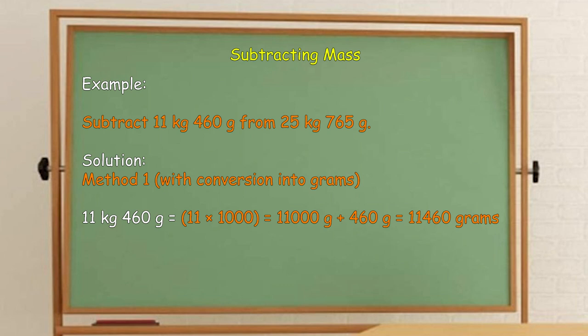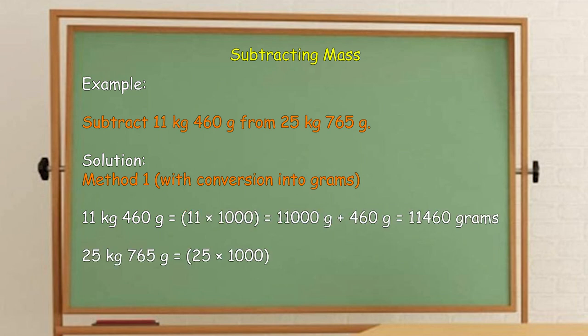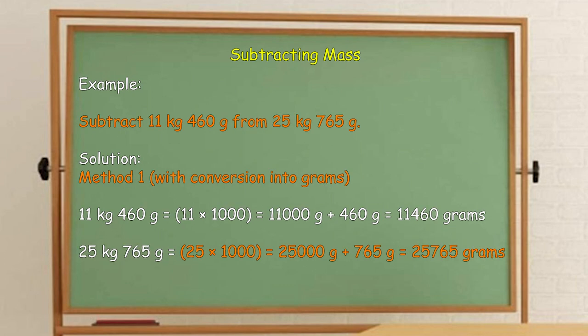11,460. Now let's convert the second part of our problem into grams, okay? So we have 25 kilograms and 765 grams. To begin, we're going to convert the 25 kilograms into grams. We're going to multiply 25 by 1,000. That will give us 25,000. And to that, we're going to add 765. That would give us a total of 25,765 grams.